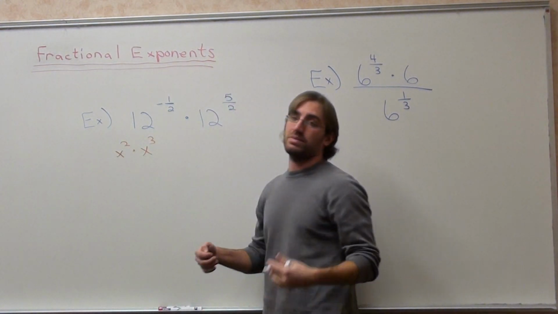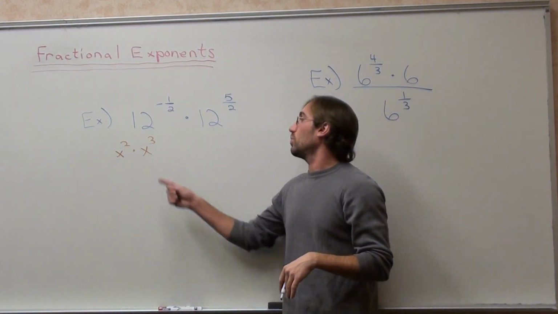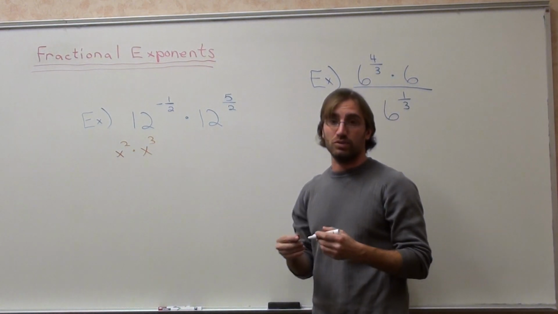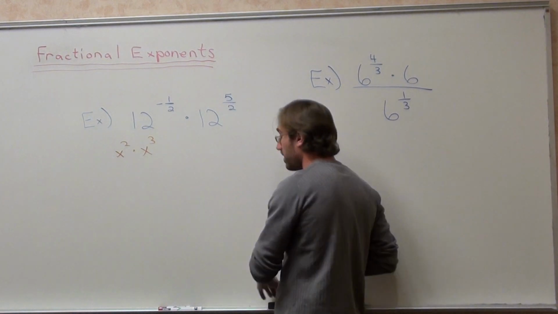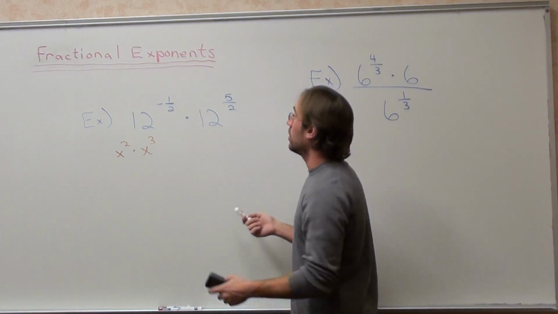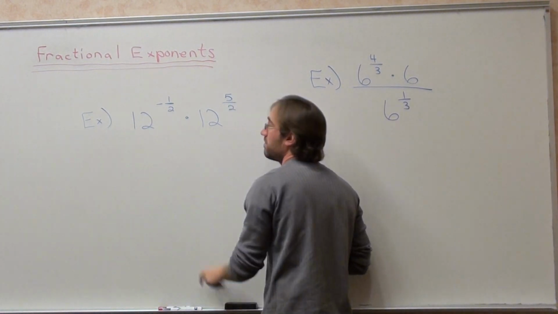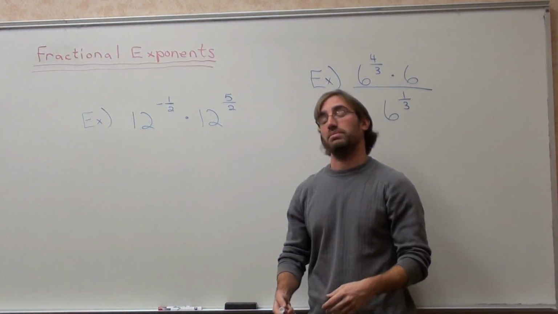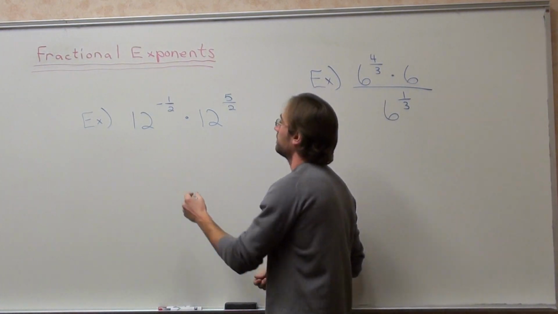What's x to the second times x to the third? It's x to the fifth. When you have the same base and you're multiplying them, you just add the exponents. Well, we've got the same thing here too. We've got the same base and we're multiplying them. So all we do is we add the exponents.